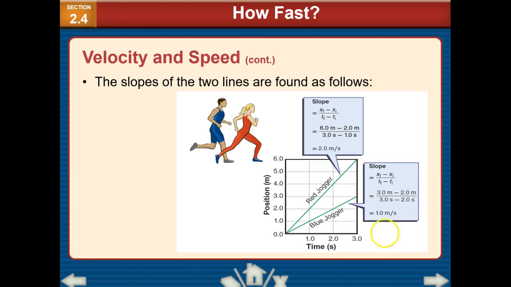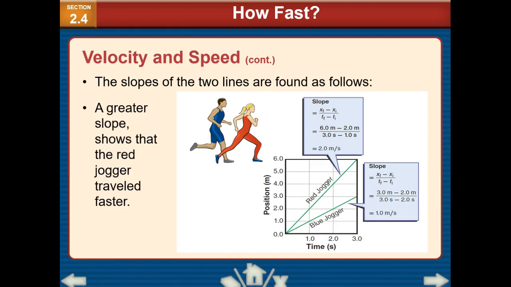we have the red jogger. Its rise is 6 meters. All right. And its time is 3 seconds. So 6 divided by 3 would be 2 meters per second. The blue jogger, its rise was 3 meters in 3 seconds. So its velocity is 1 meter per second. So the red jogger has greater speed, has a greater velocity. The slope of a position versus time graph is the velocity of the object.